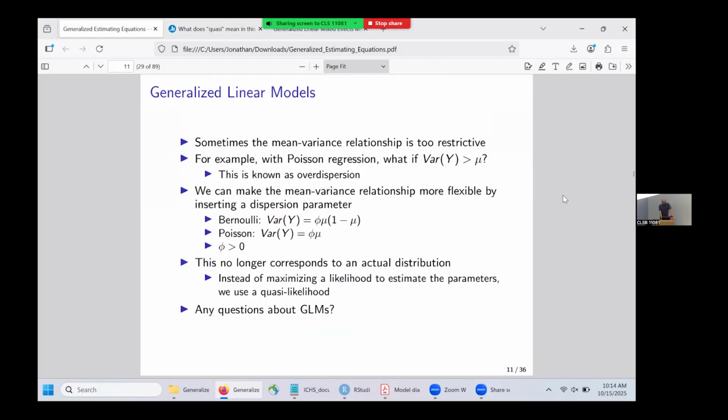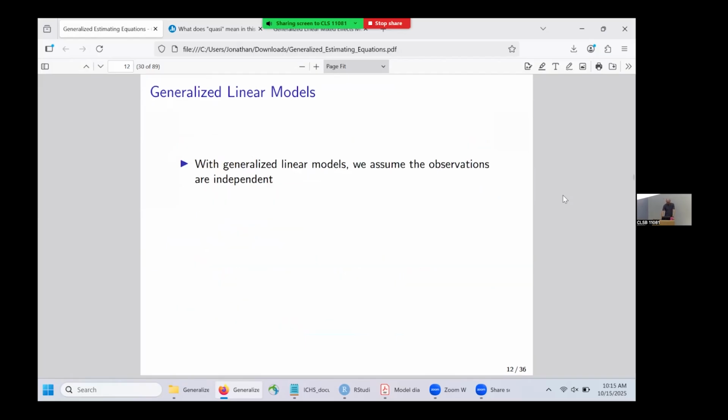So before moving forward, are there any questions about GLMs from anybody? Feel free to put your question in the chat, or you can unmute yourself. Any questions in the chat? No. Okay. All right. Feel free to stop me as we move forward.